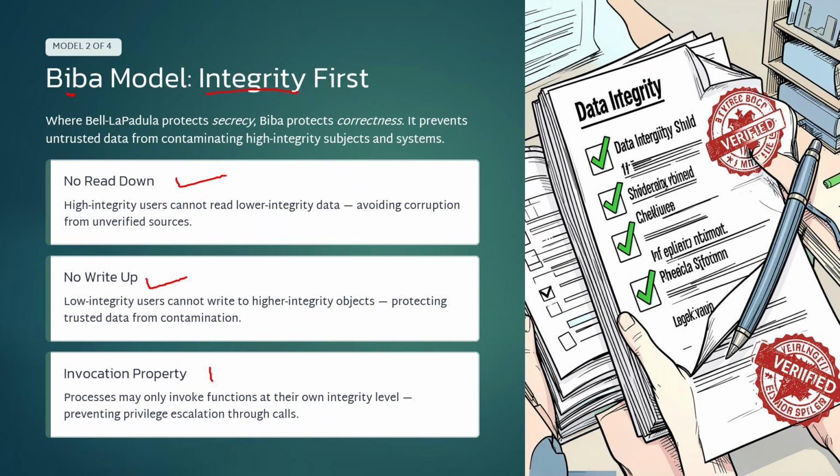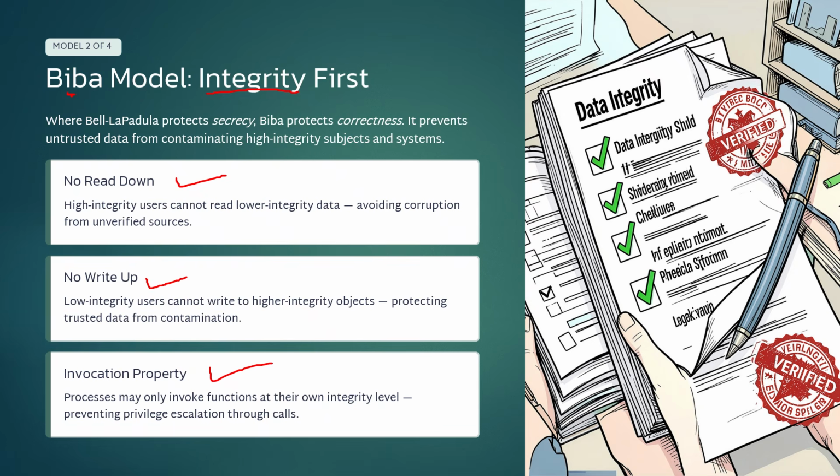And the third one is the invocation property. Sorry, my bad. The invocation property means a low level process can't call a high level secure function. Processes may invoke functions only at their own integrity level, preventing privilege escalation through calls.